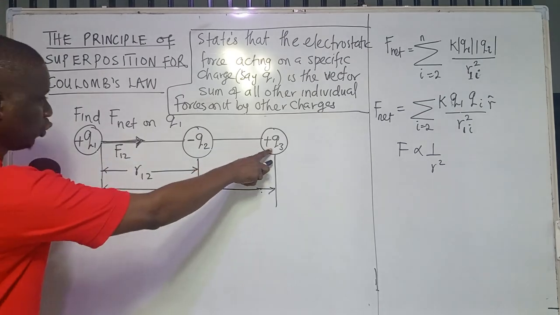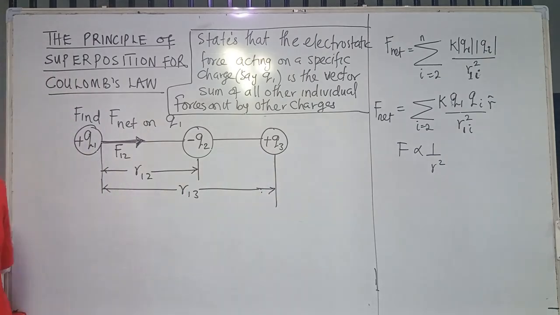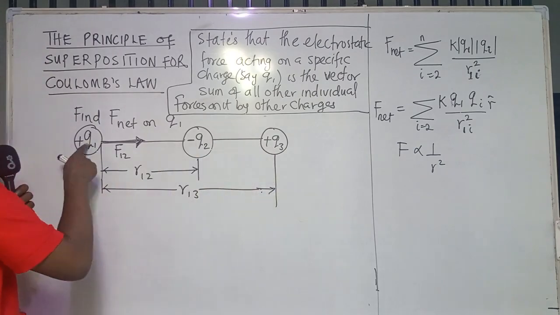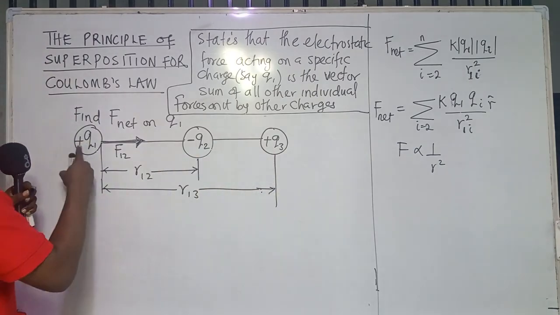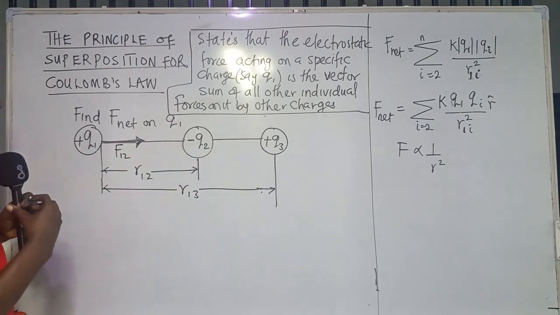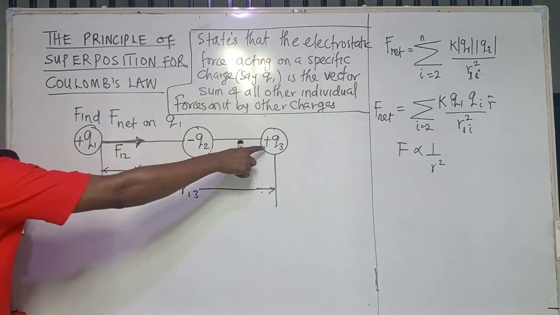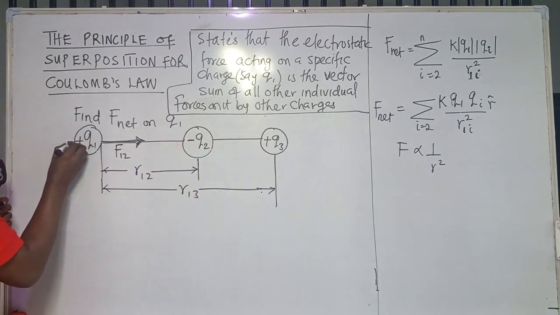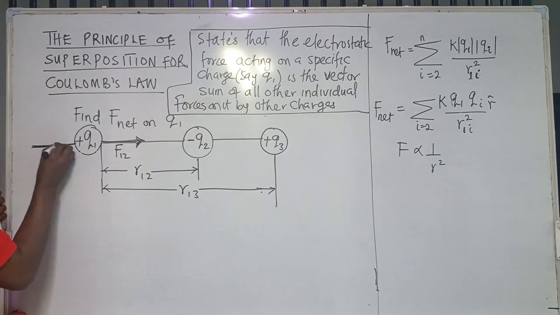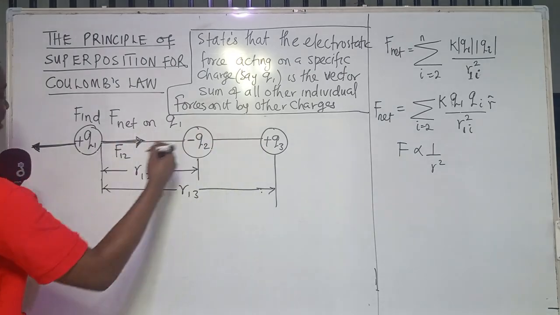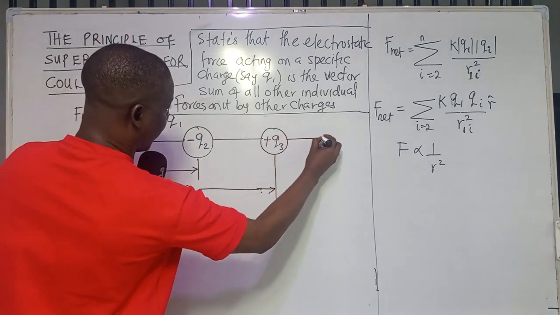Now, what about Q3 on Q1? That is the question. What is the influence of Q3 on Q1? Because the two of them are like charges, the force of Q3 on Q1 will move like this. It must be along the line. You understand me? That is the direction, because they are like charges, so it will repel. Just like this one will repel.